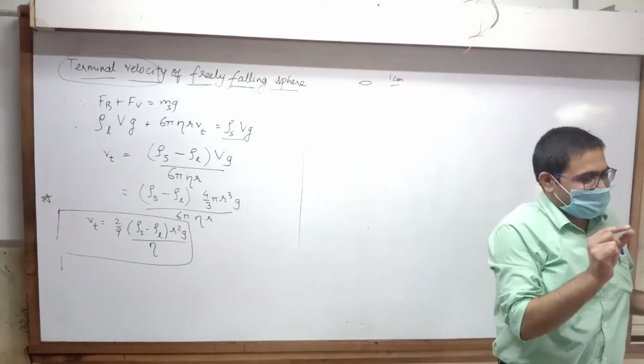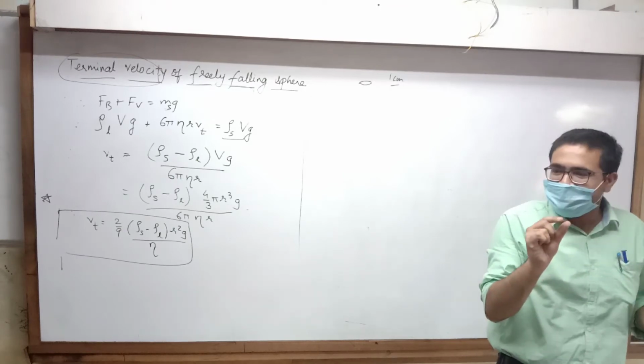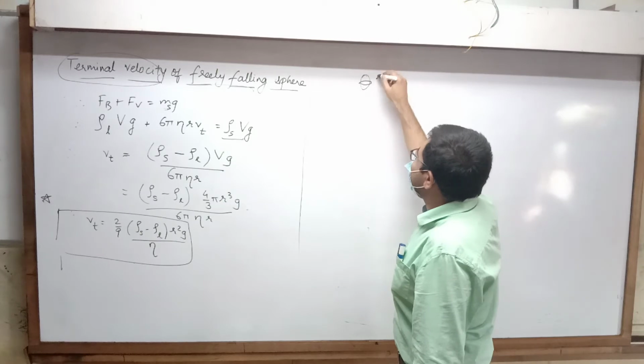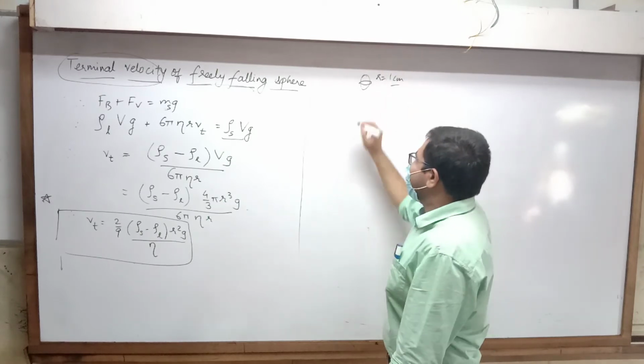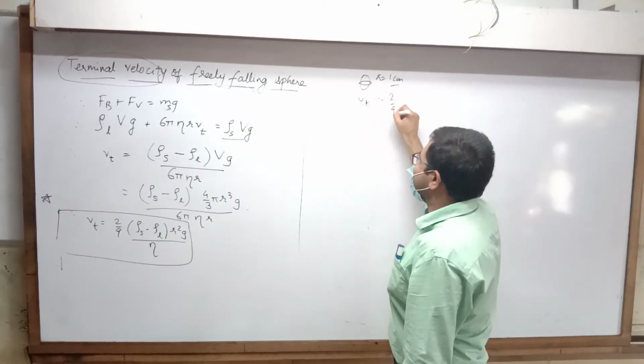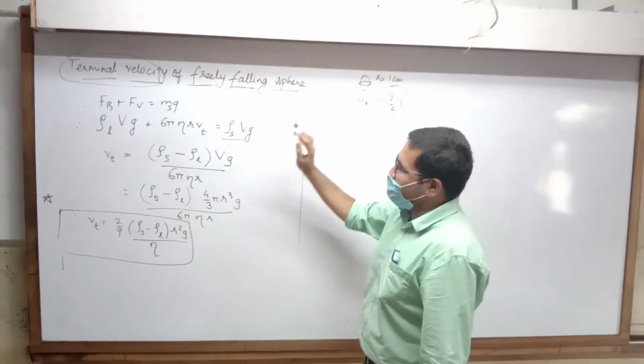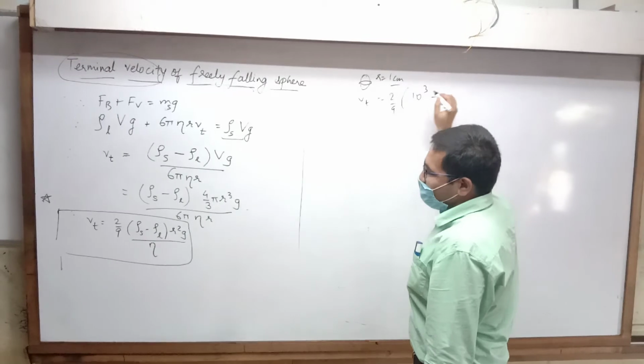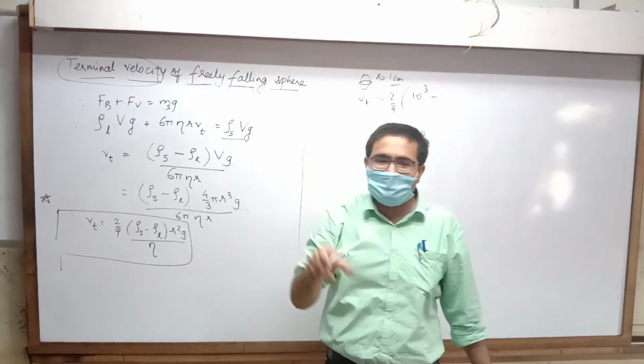Raindrops are not that big. Okay, so let's say it's a raindrop whose radius is 1 centimeter. Let's put in the value of Vt equal to 2 by 9. Density of sphere, meaning water here, is 10 raised to 3, minus the density of the fluid through which it is falling.